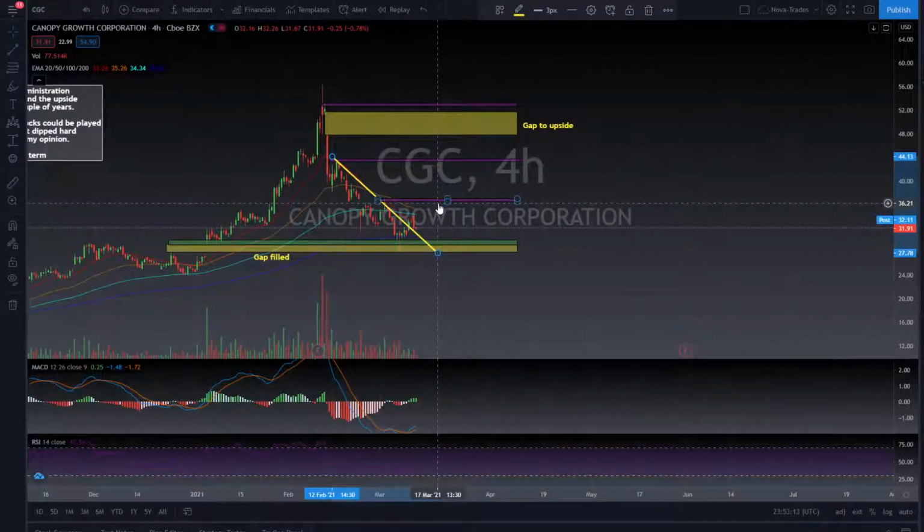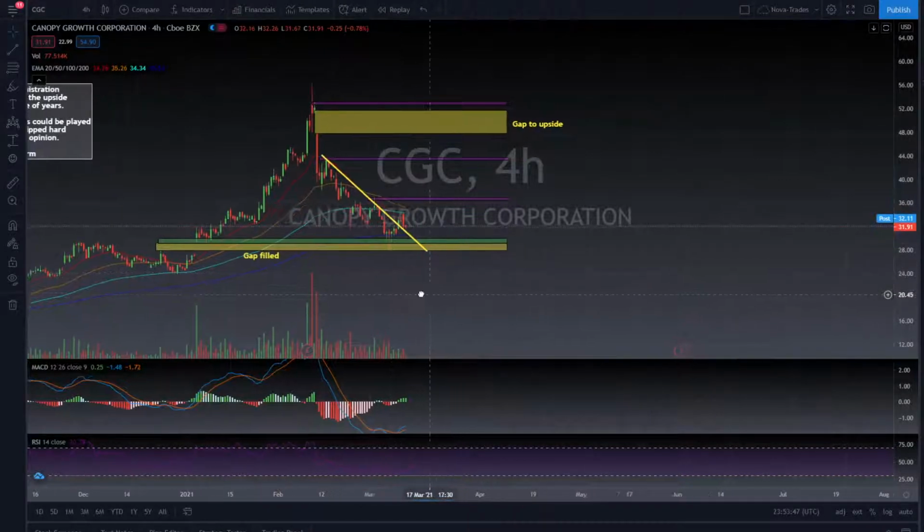CGC though has tons of upside potential from this 200 EMA, which is about 30 bucks, as long as it doesn't break that level. If it breaks that level, we're looking at about 27, and then from 27 to about 24 bucks. And the volume on it isn't very good as well, which is most likely what is holding it back.